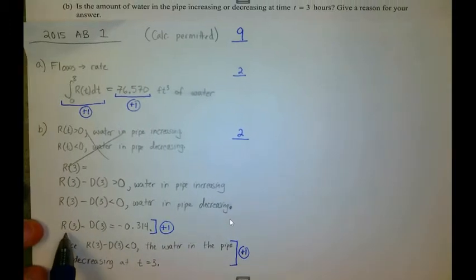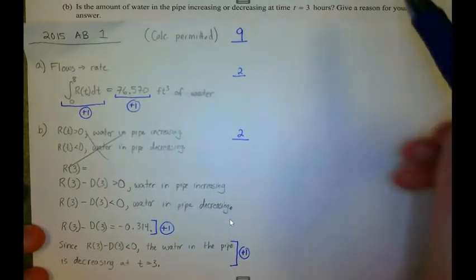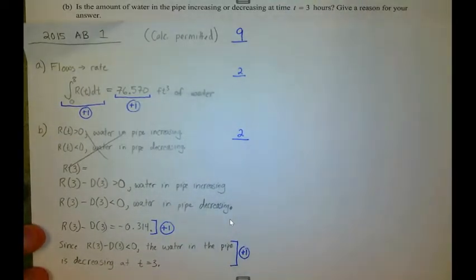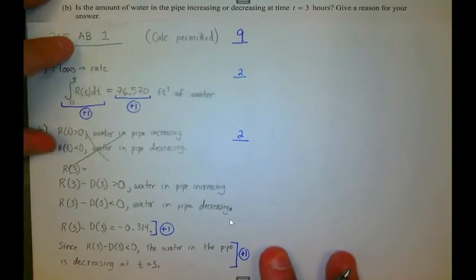So I calculate R of 3 minus D of 3 using my calculator. I literally type those 2 functions in that were pictured before, subtract them, and I got negative 0.314, accurate to 3 decimal places. Then I answer the question. Since this value is negative, the water in the pipe is decreasing at t equals 3.